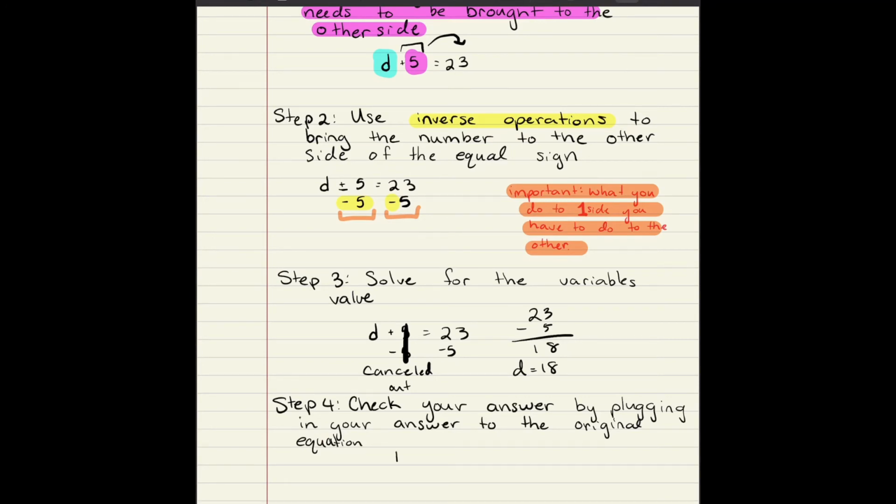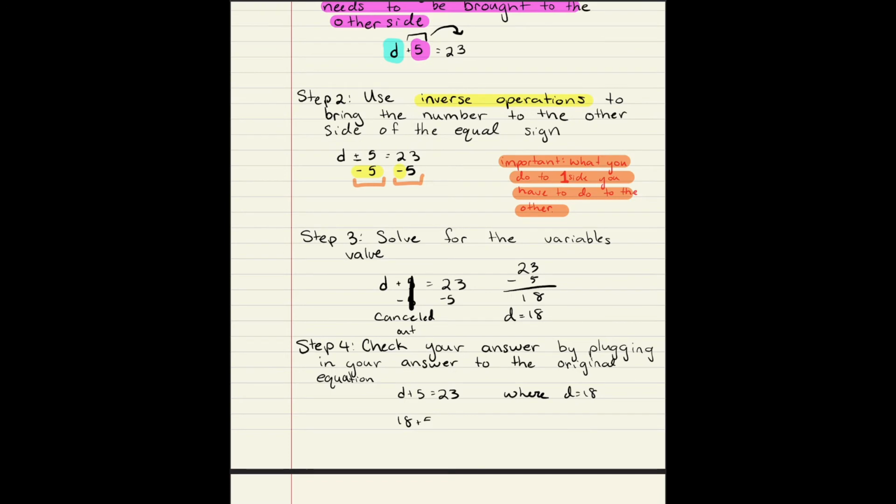So we have d plus 5 equals 23, where d equals 18. So 18 plus 5 equals 23. 23 equals 23. So yes, it works.